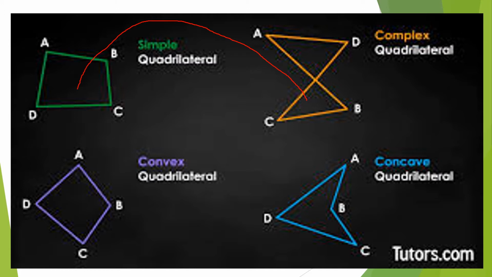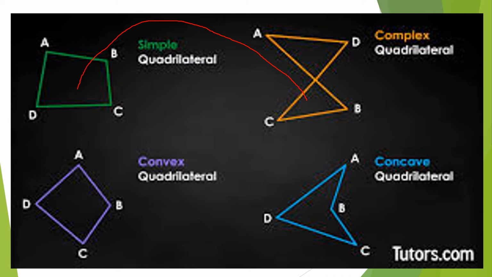Simple quadrilaterals means the sides of the quadrilateral never intersect anywhere. Complex quadrilateral means any two sides of the quadrilateral intersect at a point. It is the example for complex quadrilateral. By observing itself, you can say which is the simple quadrilateral and which one is the complex quadrilateral. Then another type of classification is there, that is convex quadrilateral and concave quadrilateral.